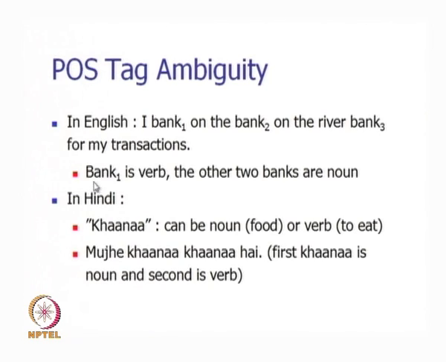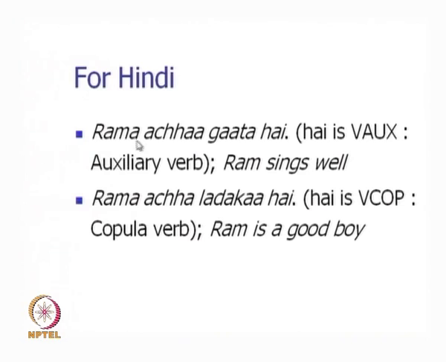The ambiguity is not only characteristic of English, we see it in Hindi and many other languages. For example, the word khana can be a noun which means food, or a verb which means to eat. Mujhe khana khana hai, the first khana is a noun and the second khana is a verb. We can also look at this nice example, Ram acha gata hai, Ram sings well, and Ram acha ladka hai, Ram is a good boy.